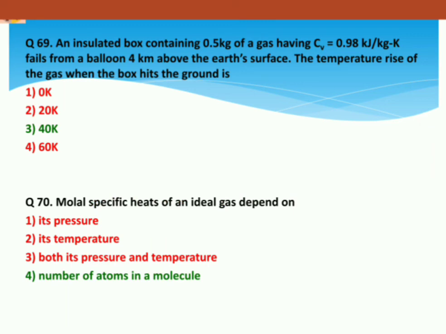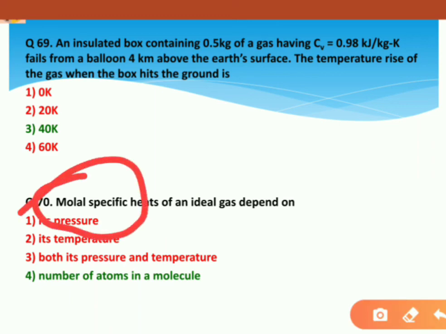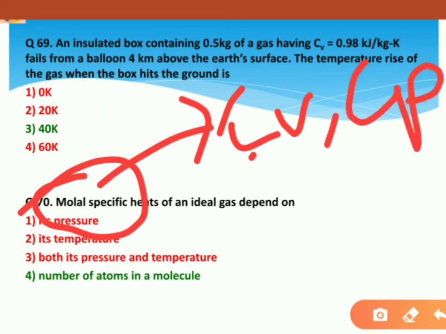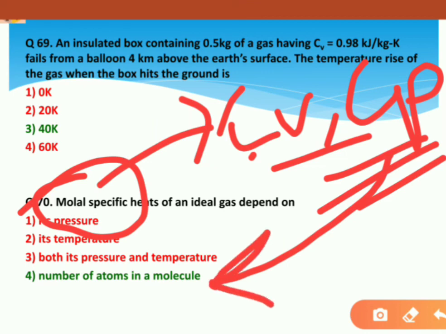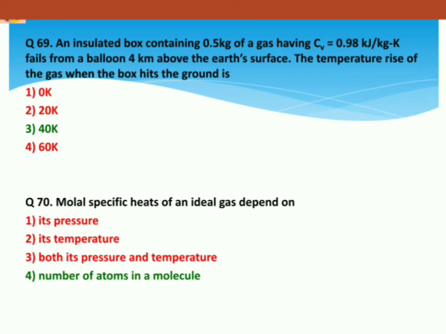So let's see the next question and last question for today. It's 70. Molal specific heats of an ideal gas depend on, see here, molal specific heats, nothing but Cp and Cv. Cv and Cp are called molal specific heats. That totally depends on the number of atoms in a molecule or atomic structure. So here option 4 is the correct answer for 70.